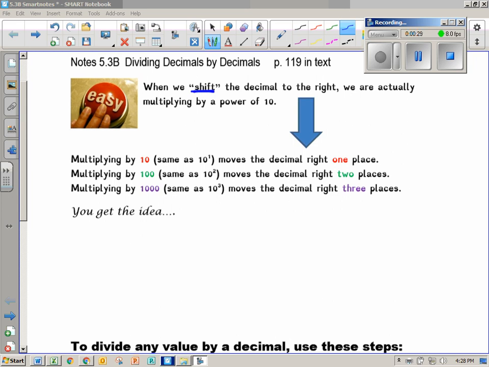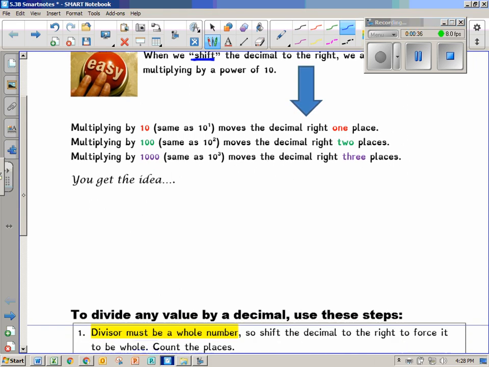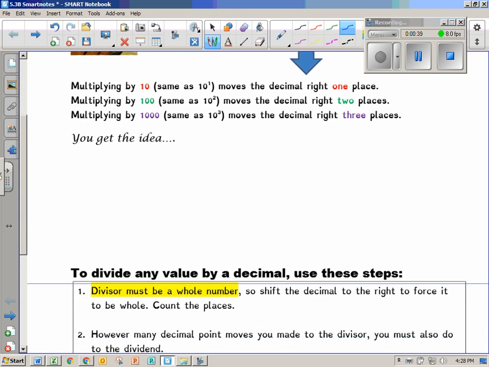Whenever you shift a decimal to the right, you're actually multiplying by a power of 10. So I've listed a few of the more common ones. When I multiply by 10, that's the same thing as 10 to the first power, and that is moving the decimal one place to the right. So it's like a shortcut. Multiplying by 100 is 10 to the second, so that moves it two places. Multiplying by 1,000, which is 10 to the third power, moves the decimal to the right three places.